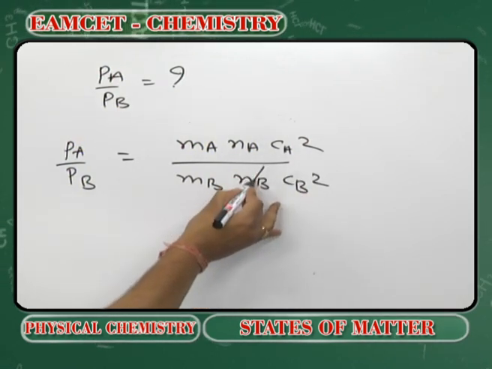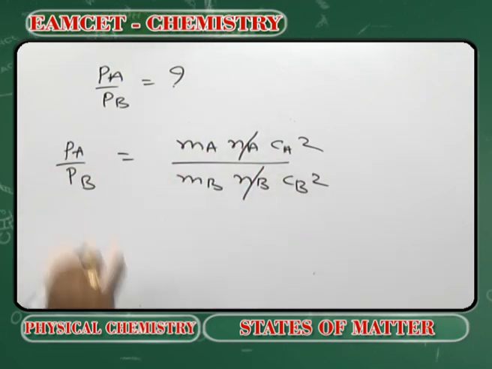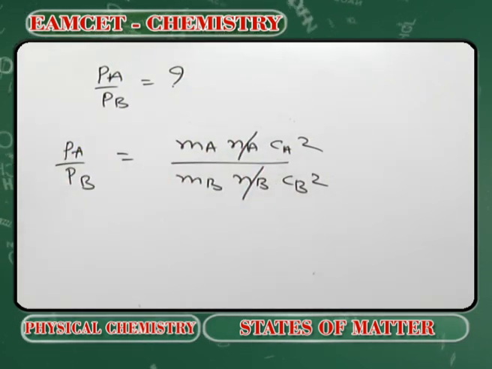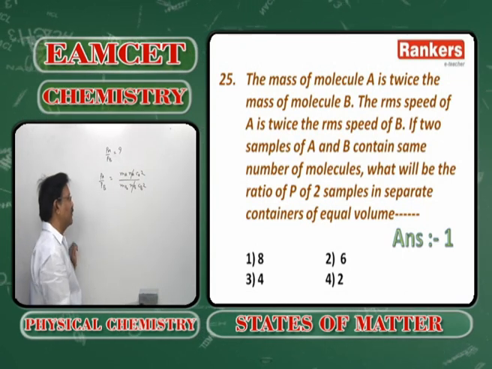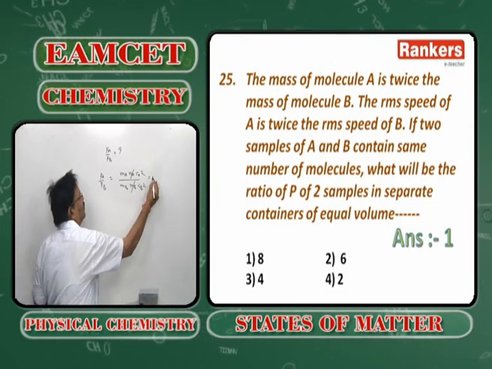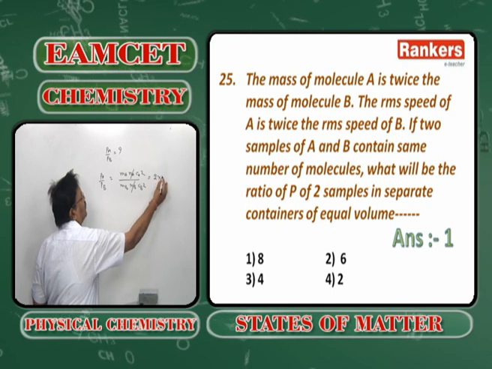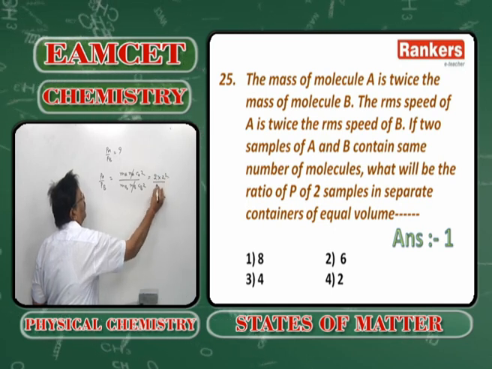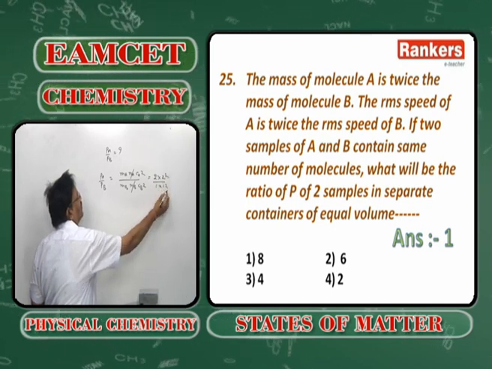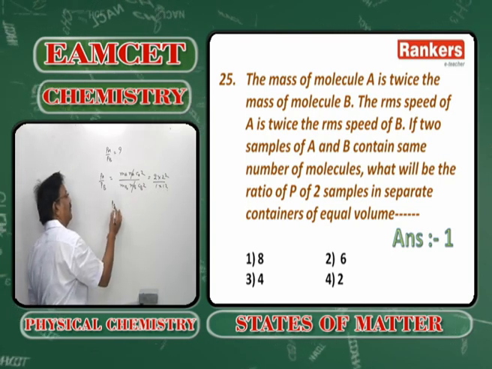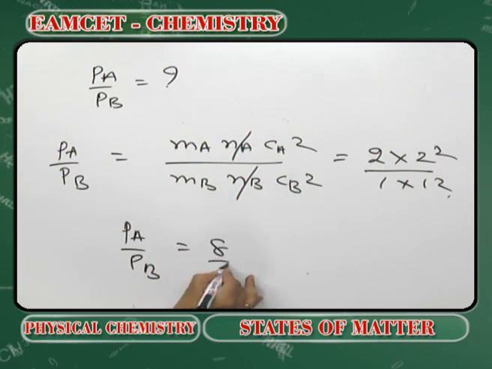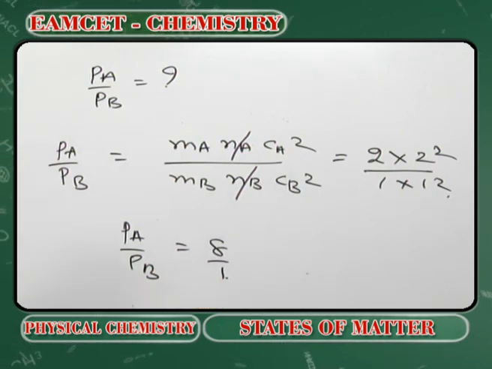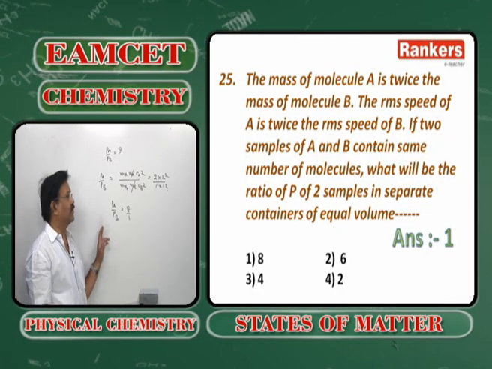M A N A C A square by M B N B C B square. Since the number of molecules are the same, this gets cancelled out. Mass of A is twice the mass of B. So 2 into 2 square by 1 into 1 square. So PA by PB will be equal to 8:1. Got this point clear?